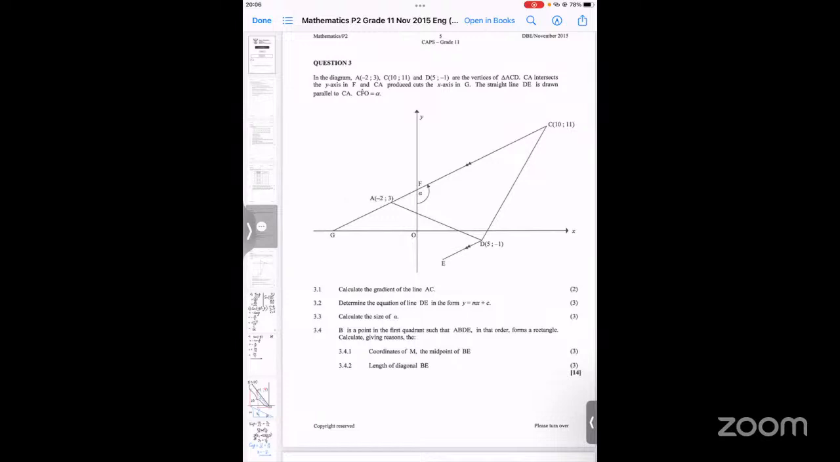Okay, then it's fine. So guys, we are going to do it question by question. I want to see how you answer these questions, how you write, and how long it takes you to answer the question. So do not answer all the questions; we do it question by question. Starting with the first question, they want you to calculate the gradient of the line AC.